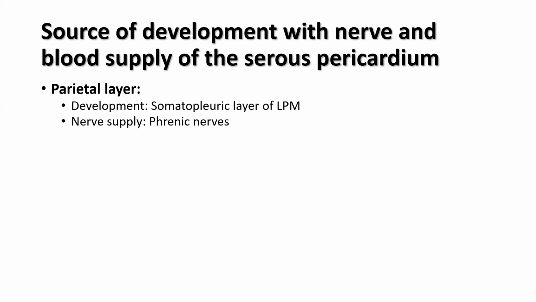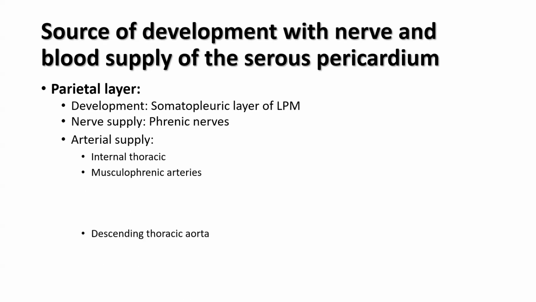Both of them have the same blood supply. What will be that blood supply? Internal thoracic artery, musculophrenic artery, and descending thoracic aorta.